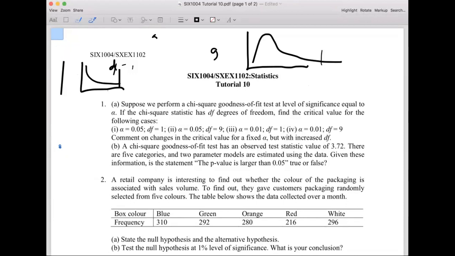4. 4. Why do you say it's 4? Because we're comparing with 5 categories. No, it's not 4.